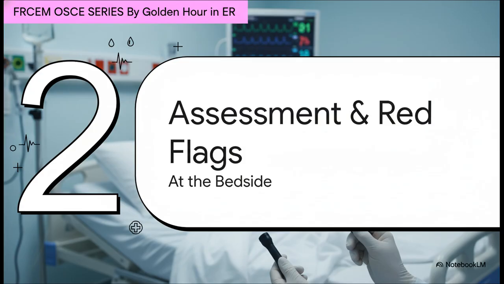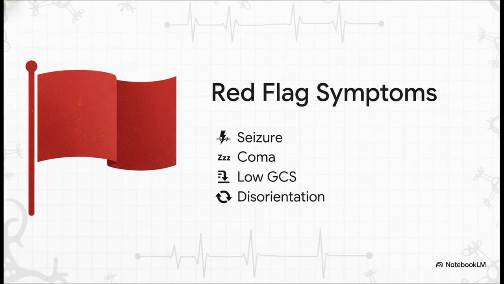This is how it all builds into your initial assessment. You've got the numbers, now you need to look at the person sitting in front of you. These are the absolute red flags. I mean, stop everything and act now, red flags. If your patient is having a seizure, is in a coma, or has a significantly low GCS, you are dealing with a true medical emergency. These signs are telling you the brain is swelling and is in very serious trouble. You have to act immediately.